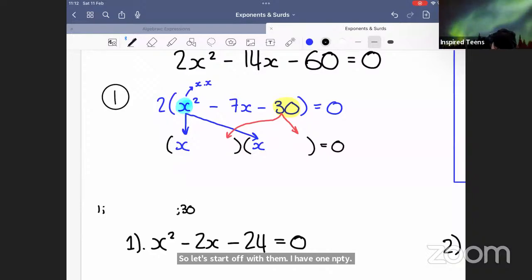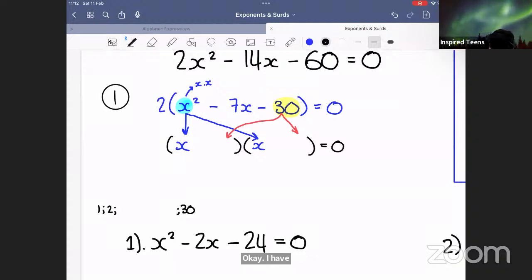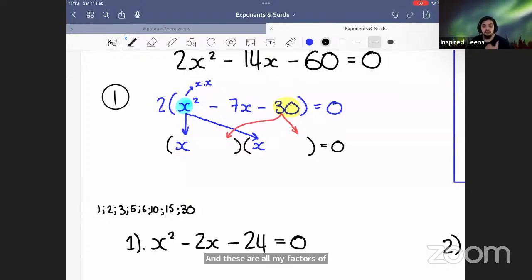Okay, I have 2 times 15. I'm just writing them like that. 3 and 10. I have 5 and 6. And these are all my factors of 30. Okay, so now which ones do I choose?